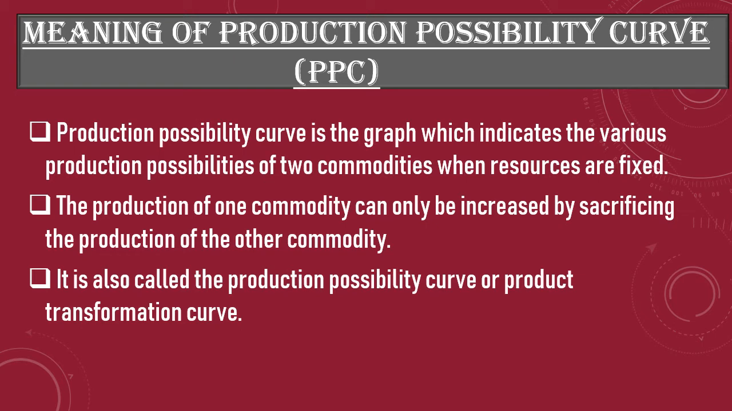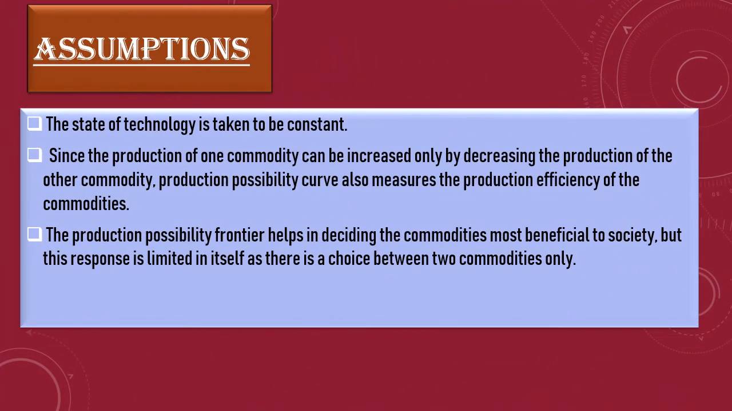So, in other words, PPC shows different combinations of two goods which can be produced with the given resources on the assumption. We will see what the assumptions are. So PPC, that is production possibility curve, is also known as production transformation curve. Here are the assumptions: the state of technology is taken to be constant.